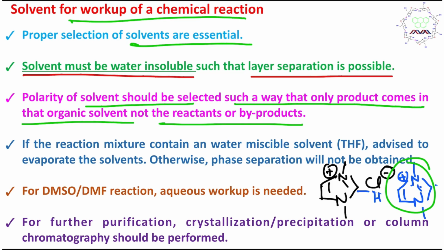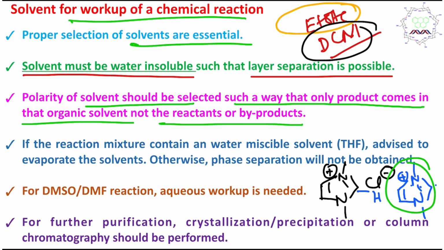For example, a particular compound is soluble in both ethyl acetate and DCM. Then the question is what solvent you will use for workup of this reaction. I suggest you use ethyl acetate, because DCM is more polar and there is a chance that some byproduct may come into DCM too. So for that purpose, ethyl acetate is the first choice.